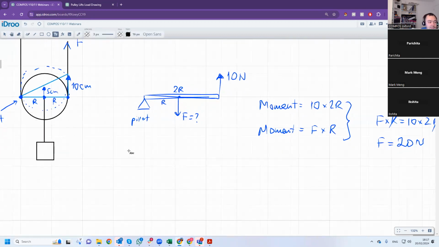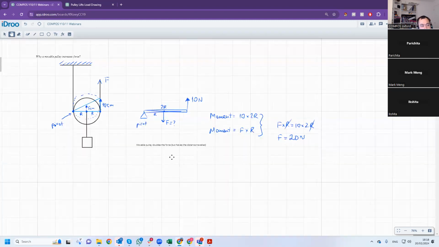Movable pulley doubles the force, but halves the distance traveled. Does that make sense? Right? This is what we call a force multiplier.